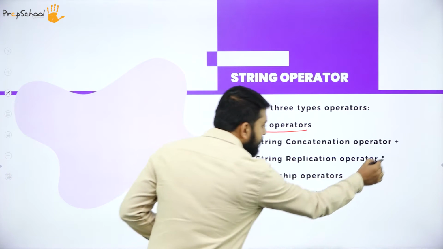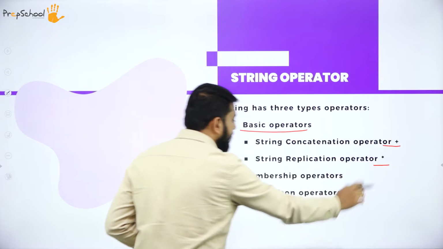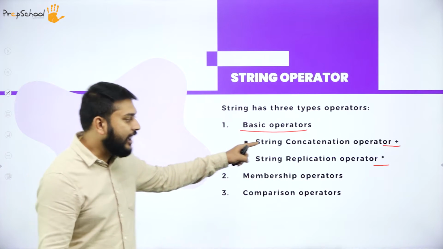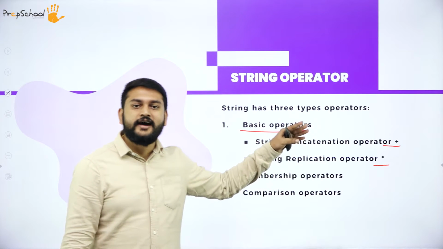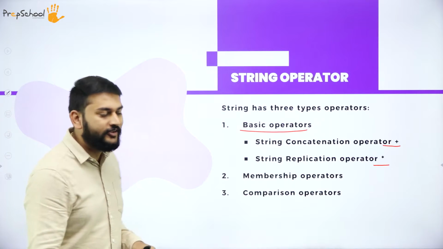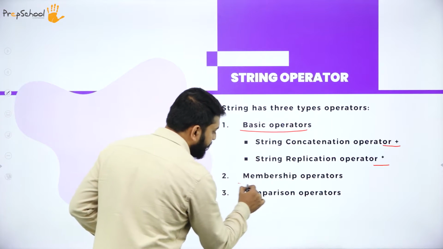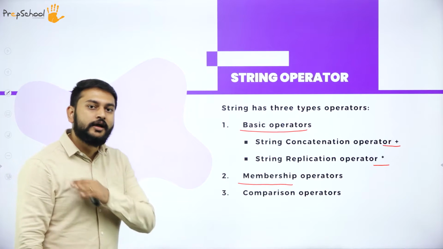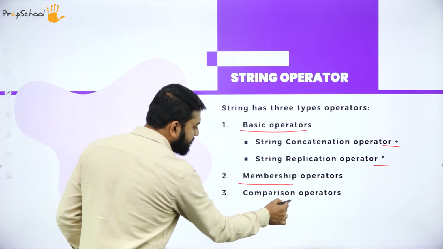The first one is the concatenation operator and the second one is the replication operator. Then we have the membership operator. The second operator that we have is the membership operator and the last one is the comparison operator.